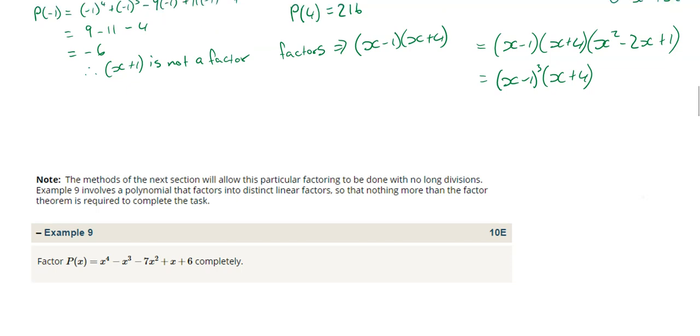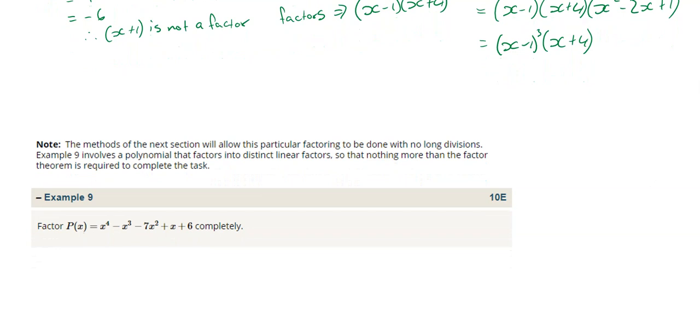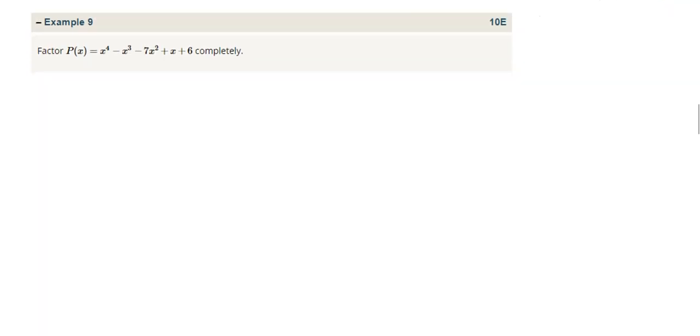Okay. So the methods of the next section allow this particular factoring to be done with no long divisions. This example involves a polynomial that factors into distinct linear factors, so that nothing more than the factor theorem is required to complete the task. So we'll try that. So at least we don't have to do a long division.